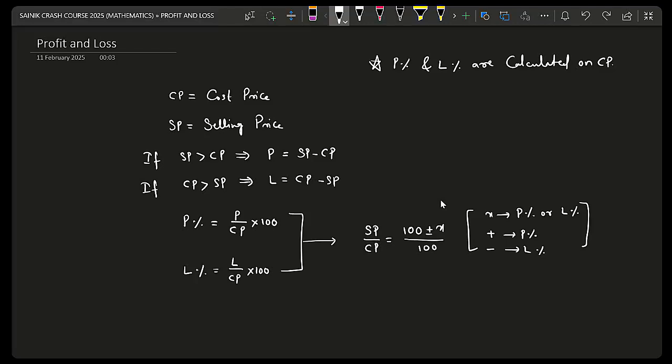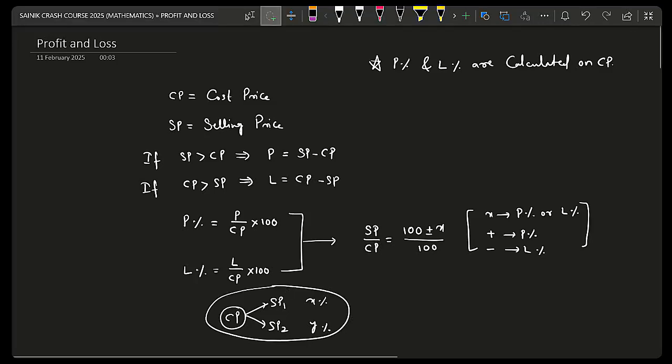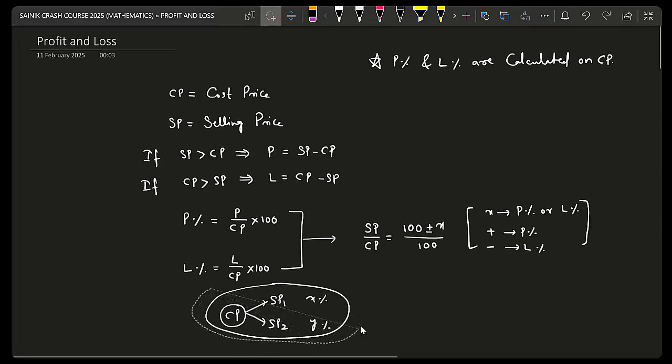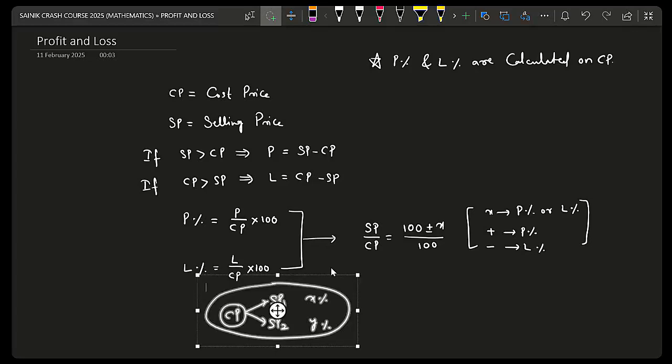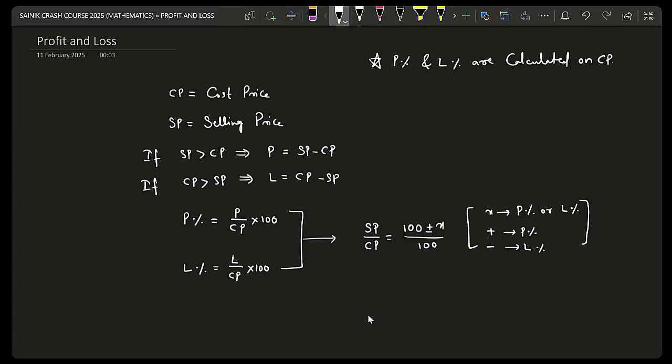And how to find the required selling price for either the desired profit percent or the desired loss percent? Then some type of questions will be given like this. Cost price will be constant, but if you sell at one price, you get some percentage of profit or loss. If you sell for some other price, you get some other percentage of profit or loss. To combine such things, we have a formula called the double selling price formula. The double selling price formula is based on the unitary method, and you also need to remember it for getting easy answers.